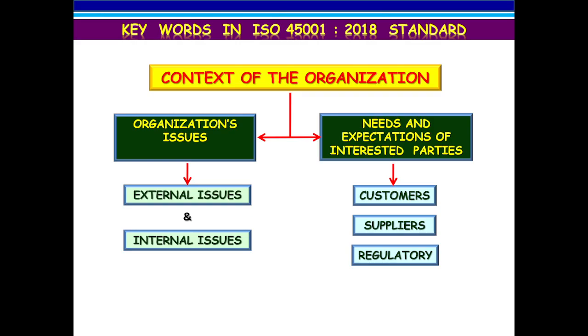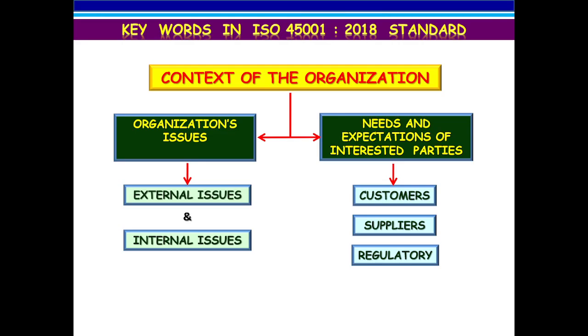Similarly, internal issues like governance, organizational structure, roles and accountabilities, policies, objectives and strategies, provision of resources, training, knowledge and competence of employees and occupational health and safety requirements of employees. Any issues in these are to be addressed for the successful implementation of occupational safety management in the organization.